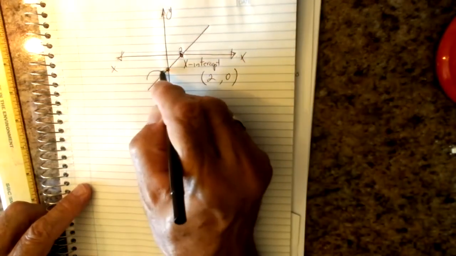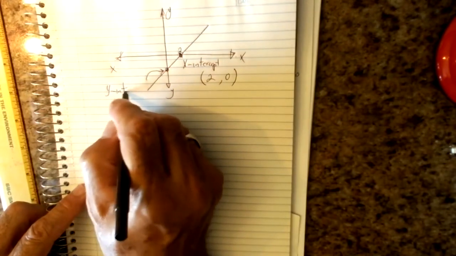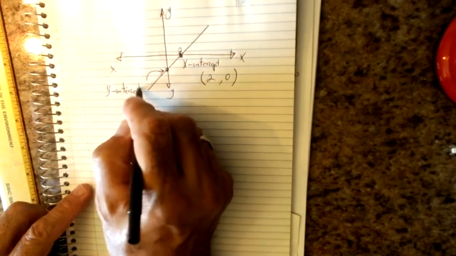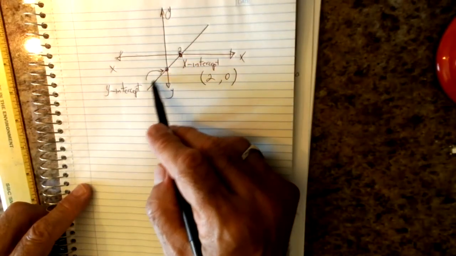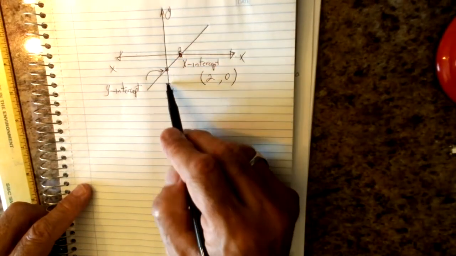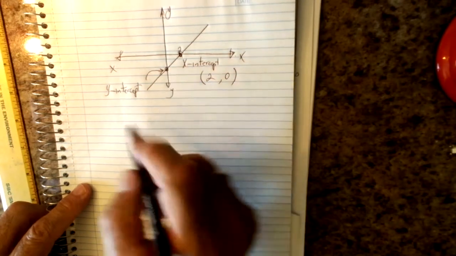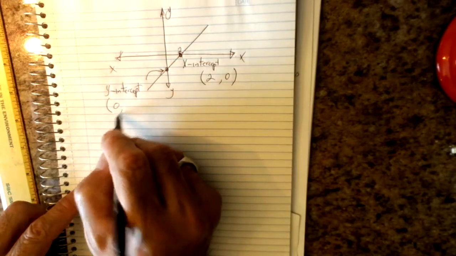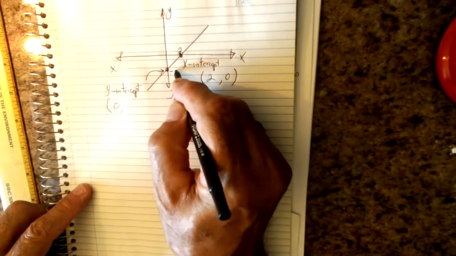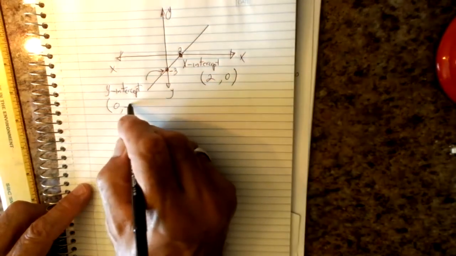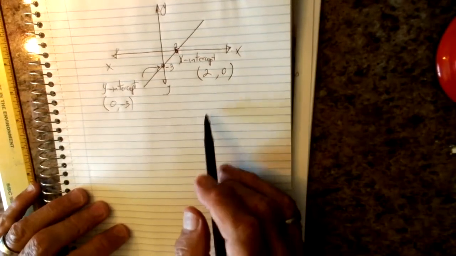Now, what about this point? We call it the y-intercept because this is the place where my straight line hits the y-axis. Does this have any value for x? No. So x is always 0. But what's the value of y? Well, let's say this is -3. That's how to find the x and y intercepts.